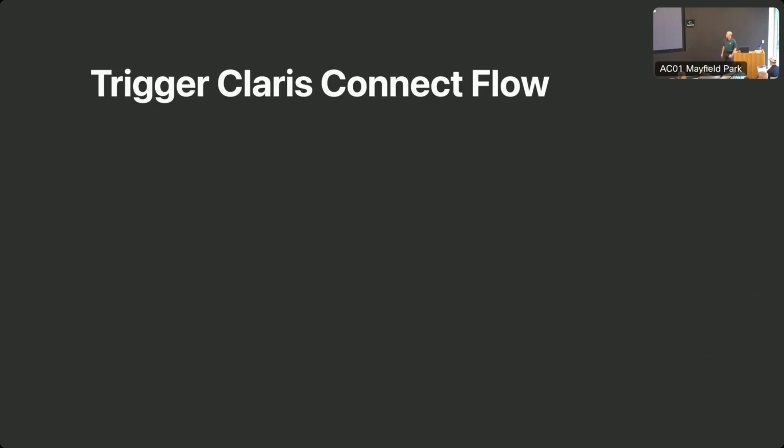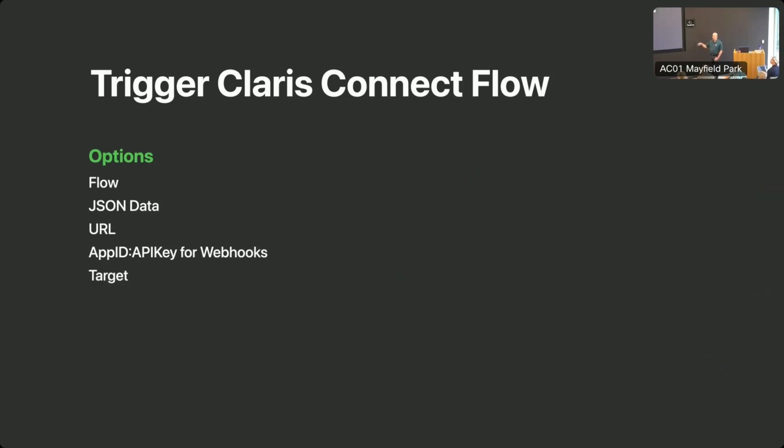All right, so the trigger Claris Connect flow. There's 5 options for this script step. We have obviously the flow that you're going to select now, the JSON data payload that you're going to be sending to the webhook to continue the action inside the flow. You're still able to specify the URL, which is not necessary now, but you still have that option. Then of course, the app ID and API key for webhooks can be specified if you have to worry about that. And then the last thing is a target for the result of the script step after it executes.